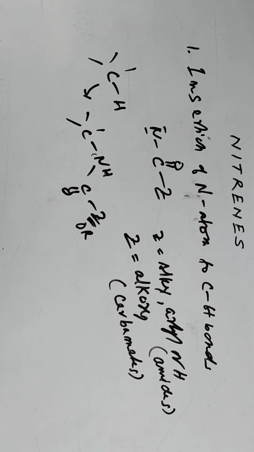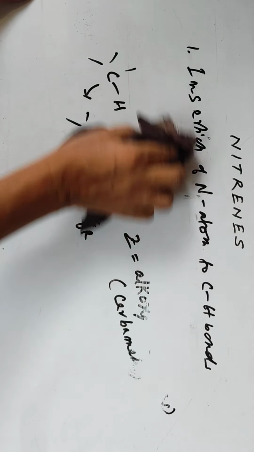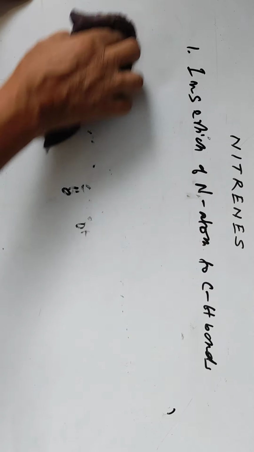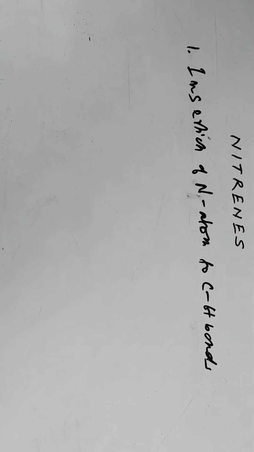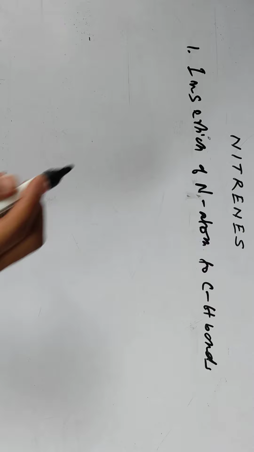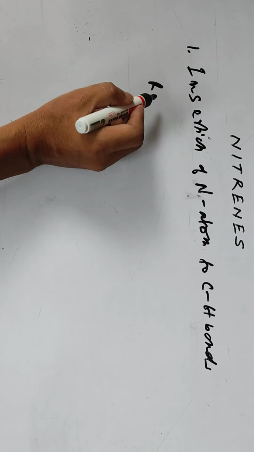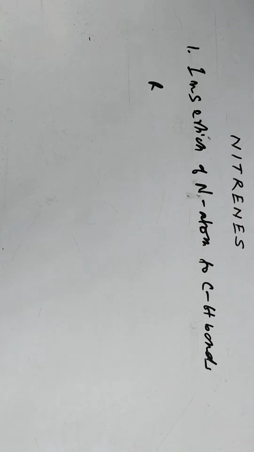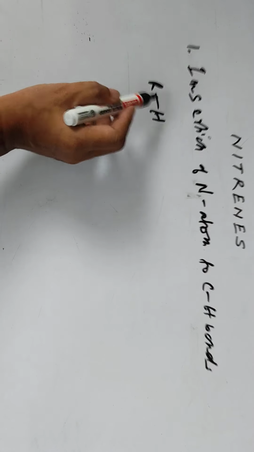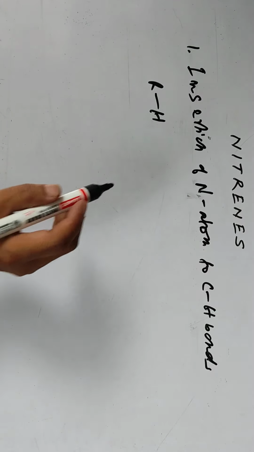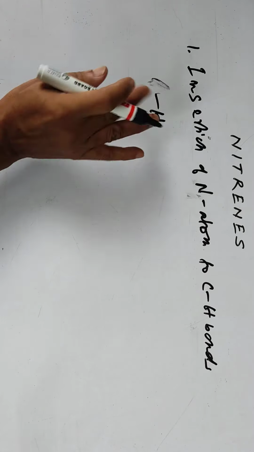First one, let's see insertion of a nitrogen atom into the carbon-hydrogen bond, the CH insertion reactions. Let's see the mechanism of how it is inserted into the carbon-hydrogen bonds. Let us say we take the principal compound R-CH, this is carbon. Here R is alkyl or benzyl. So the first step is this.